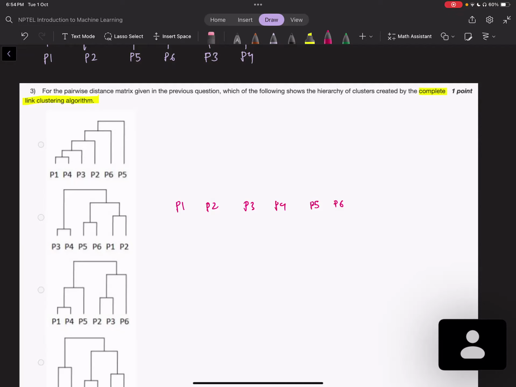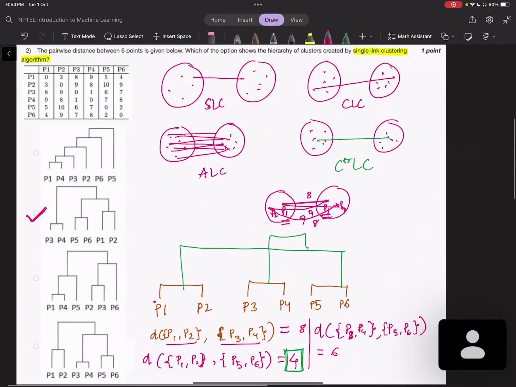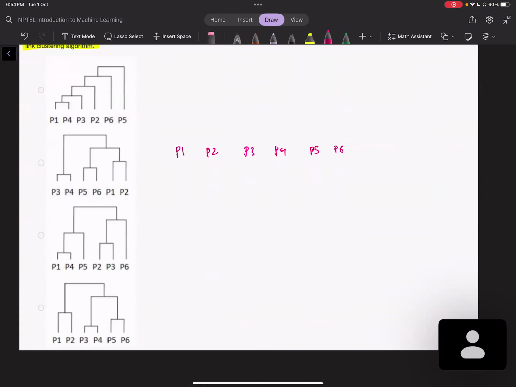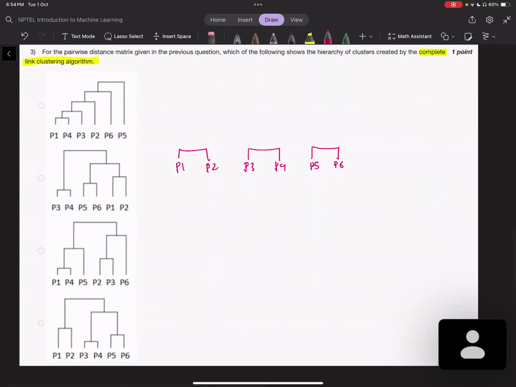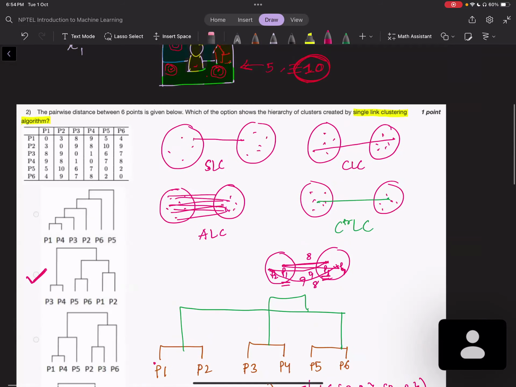Step one would be to connect those things to the individual clusters. It will be the same as the previous question. P1, P2, P3, P4, and P5, P6. And since we have to take the maximum values, it's complete link. So in a cluster, we have to take the maximum value.